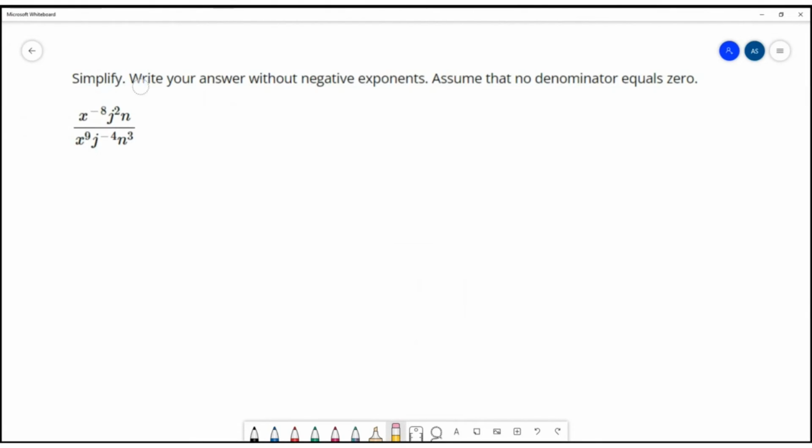So in this example, we want to simplify, write the answer without negative exponents, and assume that no denominator equals 0. We're given x to the -8 times j squared times n over x to the 9th j to the -4th n cubed. Now I can see that I have some variables with the same base. I'm going to be able to use my exponent properties to combine those together.